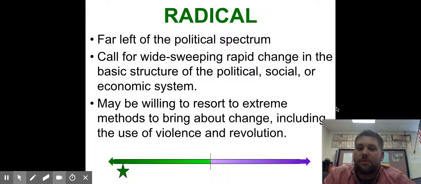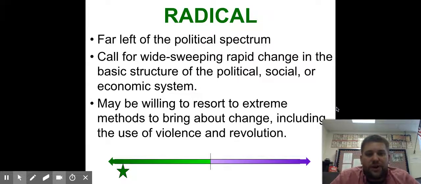So let's talk about these in a little bit more detail. Our radical liberals. These are the people that are far left on the political spectrum. They call for wide, sweeping, rapid change in the basic structure of our political, social, and economic system. And a lot of times, they're willing to resort to extreme methods to bring about change, which in extreme cases could be violence or revolution. We don't often see super radical people in the United States, but when we do, sometimes violence breaks out.